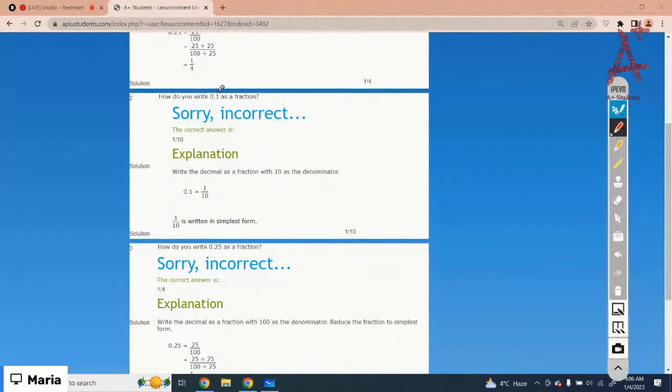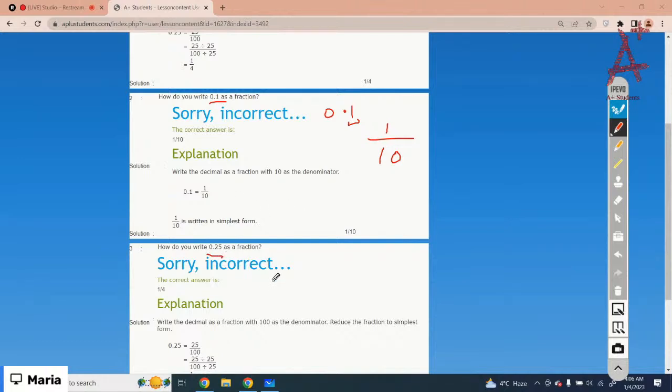The next one is 0.1. How do you write 0.1 as a fraction? First of all, write the decimal in a fractional form. Remove the decimal point, so add a 1 for the digit, and right after the decimal you have just one digit, so add a 0. It would be 1 by 10. Got it? That would be the simplest form.